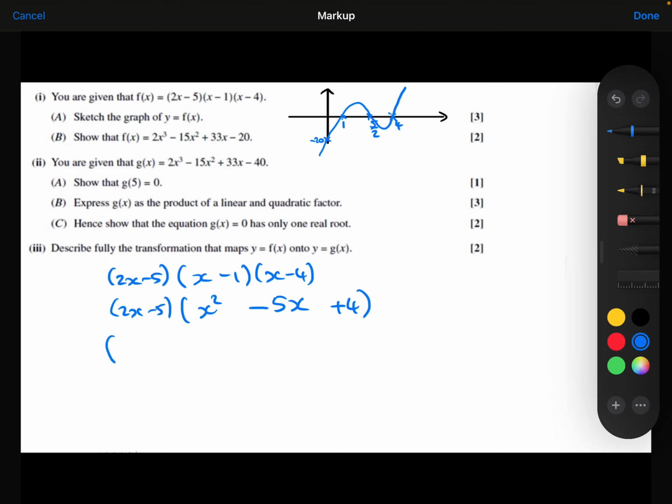Now to multiply all of this by the 2x and the minus 5. So 2x times x squared is 2x cubed. 2x times the minus 5x is minus 10x squared. 2x times the 4 is 8x. Now we have the minus 5 times the x squared is minus 5x squared. Now we have the minus 5 times the minus 5x, which is going to be plus 25x. And then finally the minus 5 times the 4, which is minus 20.